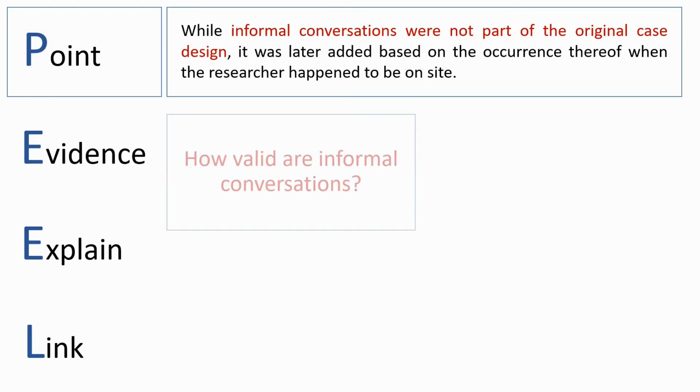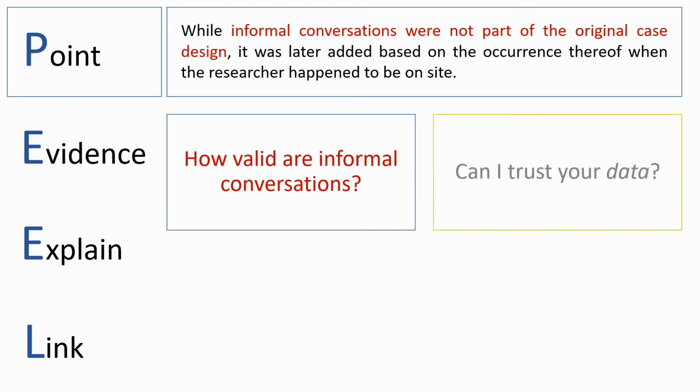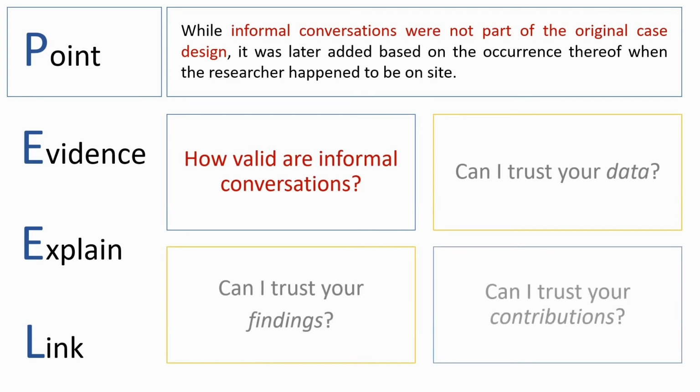They could ask if collecting data through informal conversations is a valid data collection method. We can consider this as our primary content question. So if the reader questions the validity of the data collection method, they may also question the data, the findings, and the contributions. These additional concerns we'll think of as secondary content questions.